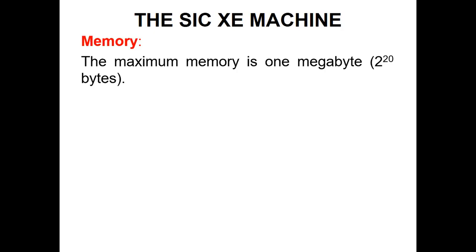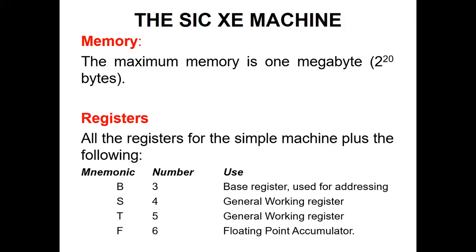Now let us talk about the XE version. Remember, we said that we have two types of SIC: the simple SIC and the SIC/XE. XE is the extended version, or the extra equipment version. The XE has more memory. Its memory is 2 to the power 20. Does anybody remember the memory for the simple SIC? Two to the power 15. Yes, the simple SIC was 2 to the power 15, but the extended version, SIC/XE, has memory of 2 to the power 20, which is 1 megabyte. That is very little memory anyway.